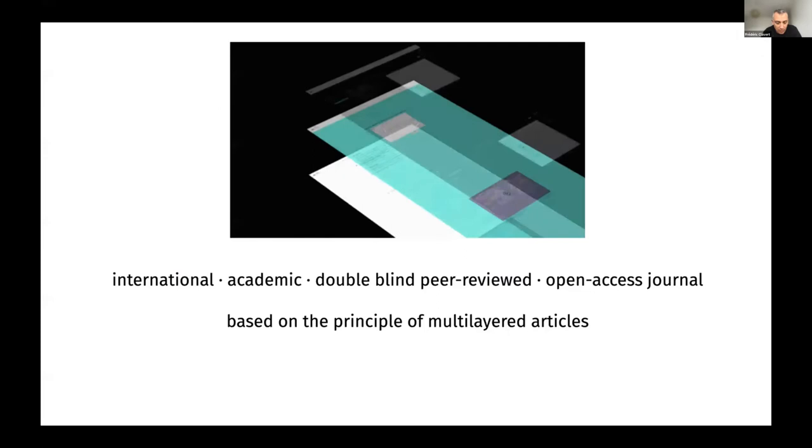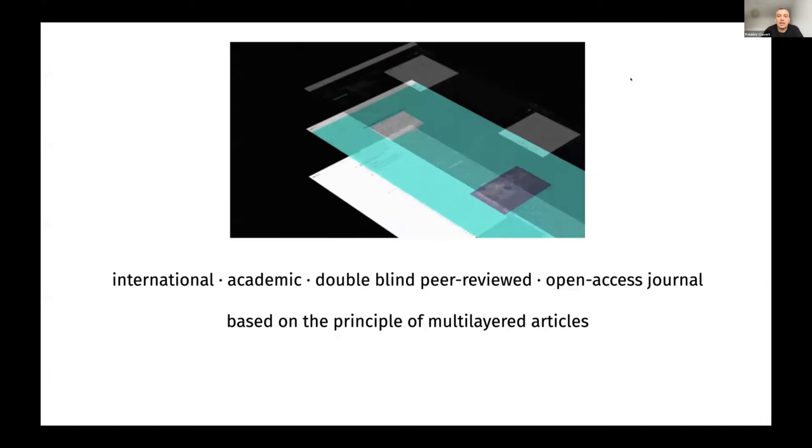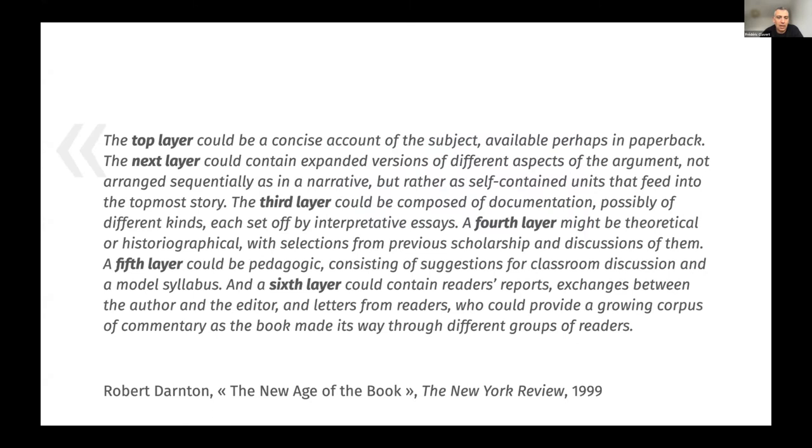The Journal of Digital History is international and academic. It's double-blind peer review, open access with no charge for the authors. It's a joint venture with De Gruyter, and it's based on the principle of multi-layered articles. So what are multi-layered articles?